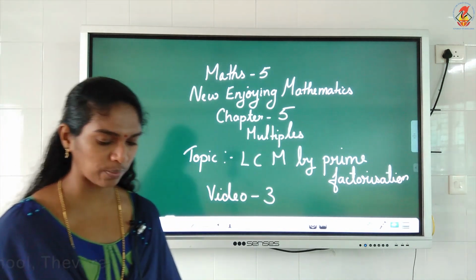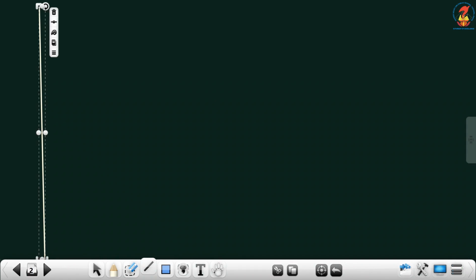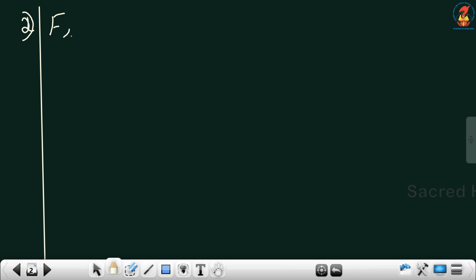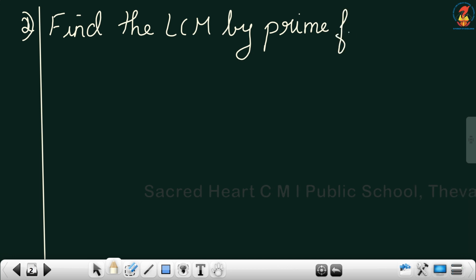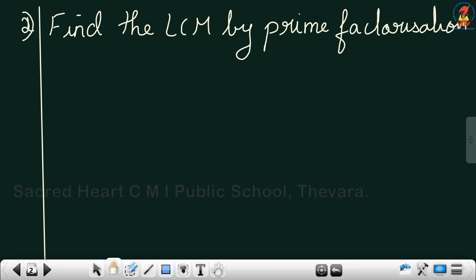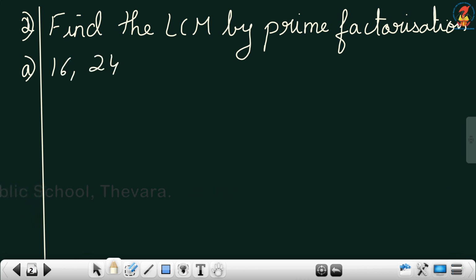Okay, so we are moving into the question. Find the LCM by prime factorization. First question in that, 16, 24. So we are first going to find out the prime factors. 16. What is the prime factorization of 16?